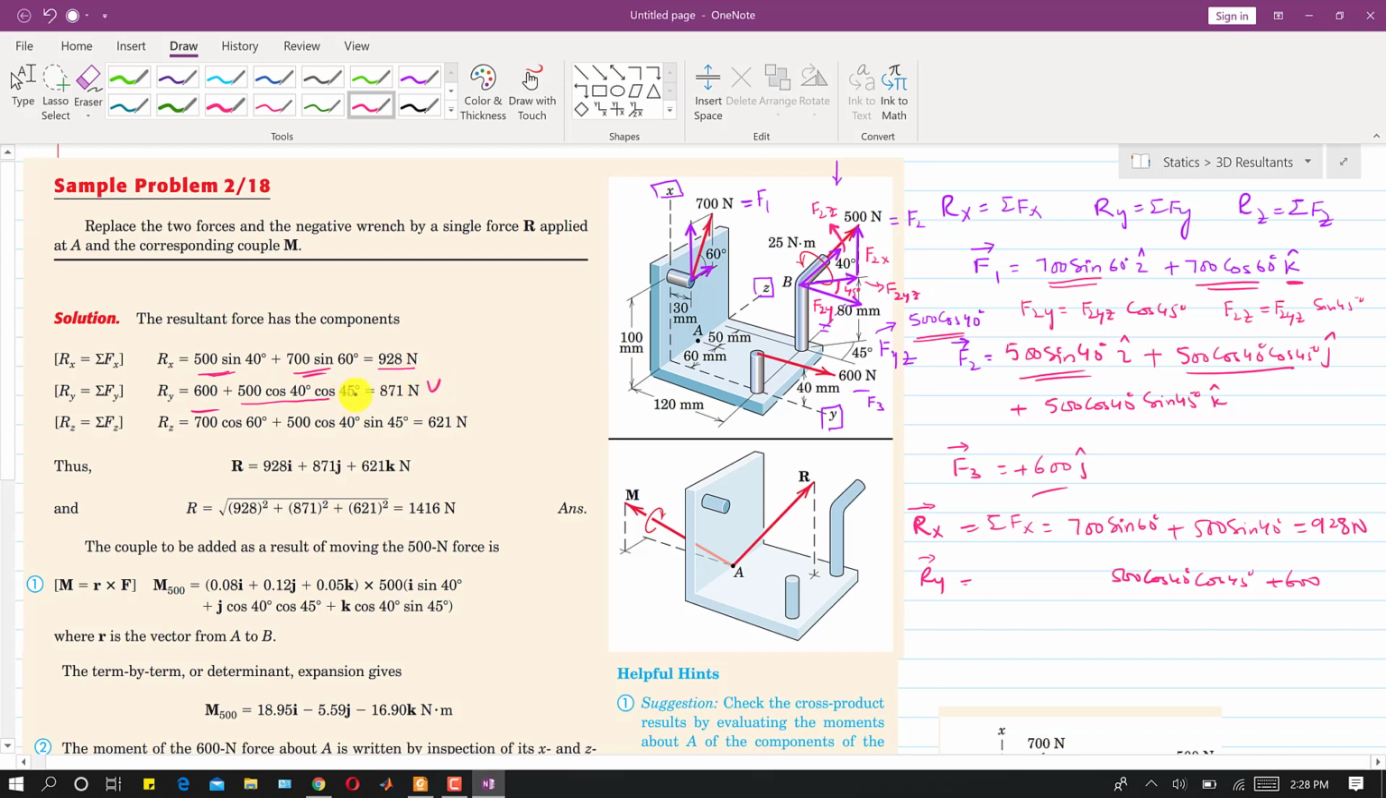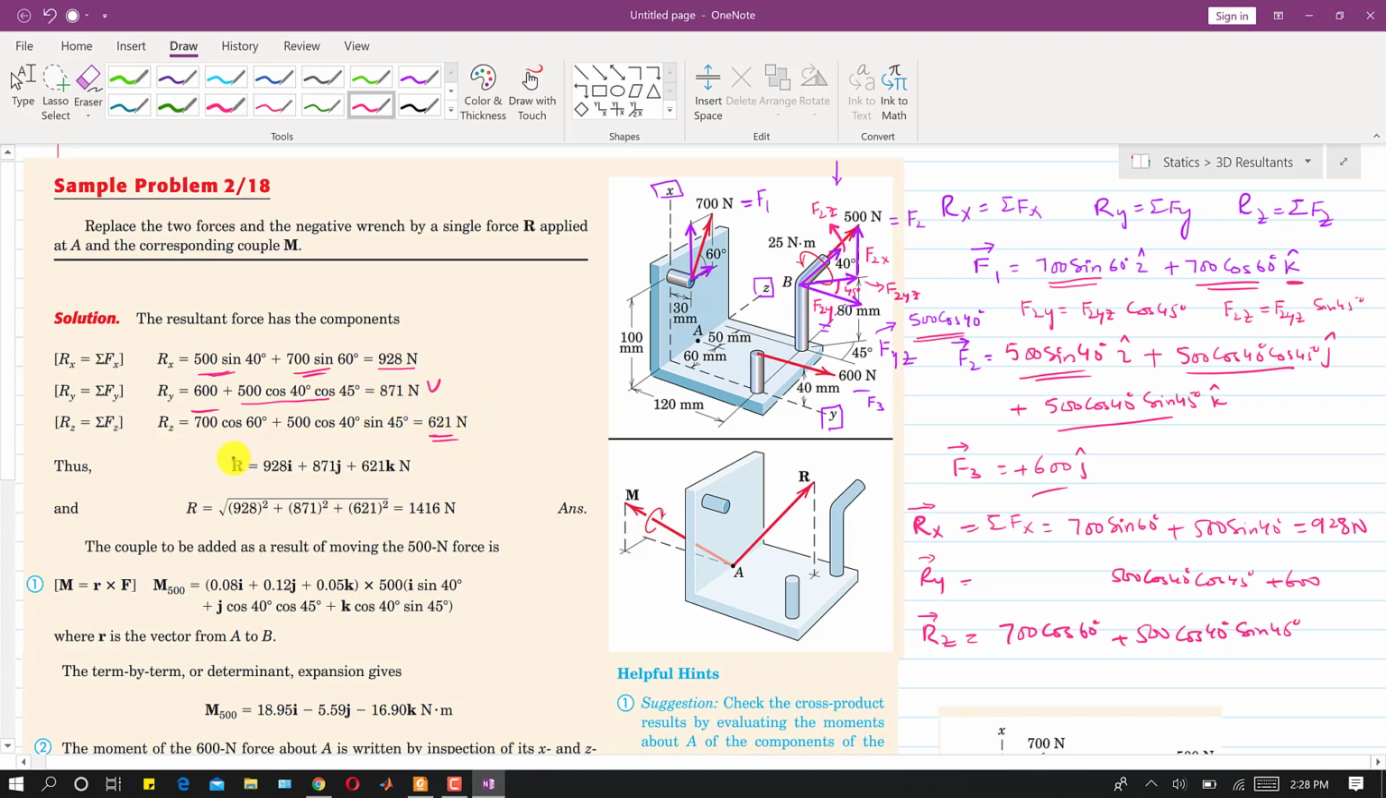And if we add up the components along the z axis, we will get the resultant z component. So we will write 700 cos of 60 degrees plus 500 cos of 40 degrees sine of 45 degrees, and if we add up, we will get that Rz component, that is 621 Newtons.